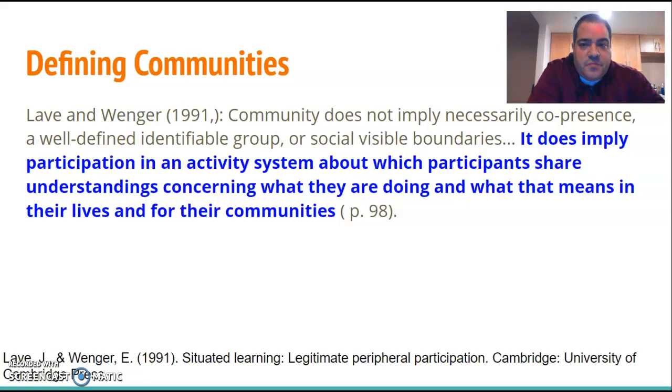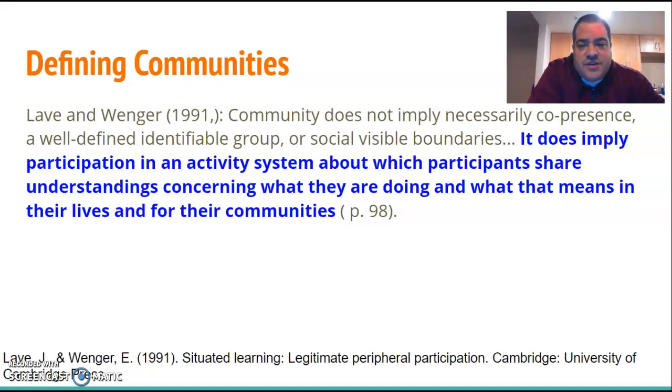Lave and Wenger, who are, for lack of a better word, giants in the concept of, in this case, situated learning, and Wenger, who definitely has a name for himself when it comes to the concepts of communities of practice. When you go back to some of the earliest definitions of how they view communities, and specifically here, communities imply that there is some sort of participation that's happening within a given activity or an activity system. And for lack of a better word, there is some sort of shared understanding, shared motivation that is based on what they're doing and what it means in their lives and in their communities.